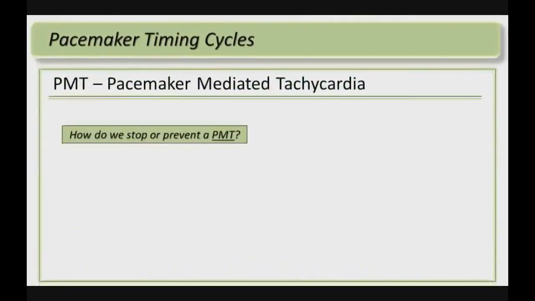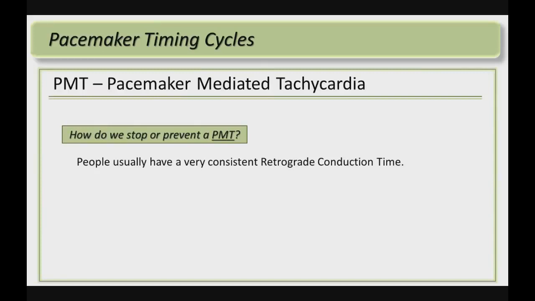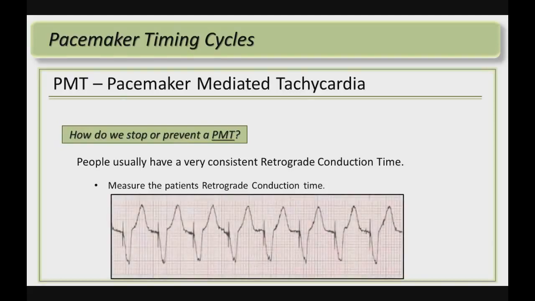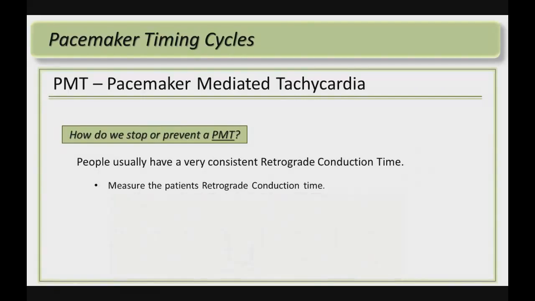Okay, so back to how do we stop or prevent a PMT. People usually have a very consistent retrograde conduction time. So what we want to do is measure the patient's retrograde conduction time. If we look back to our EKG strip of a PMT, we want to find a ventricular pace. From that ventricular pace, we measure to the next atrial sense. That time interval is our retrograde conduction time. Now that we know our retrograde conduction time, we want to program a PVARP longer than that retrograde conduction time.